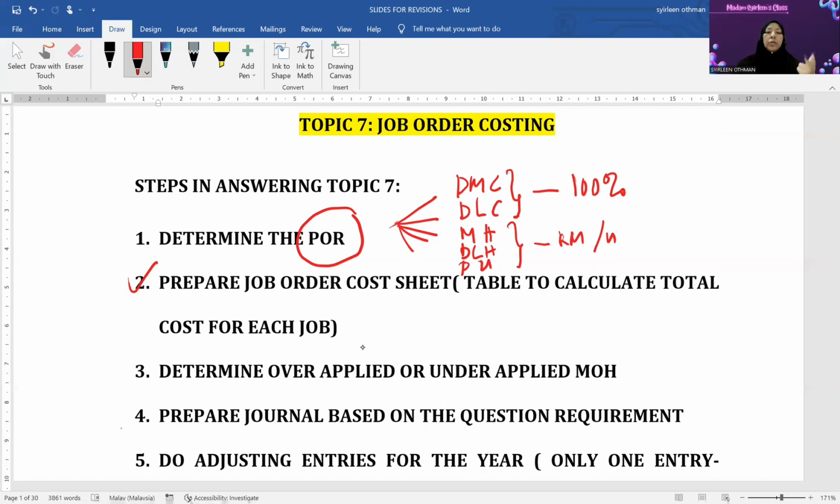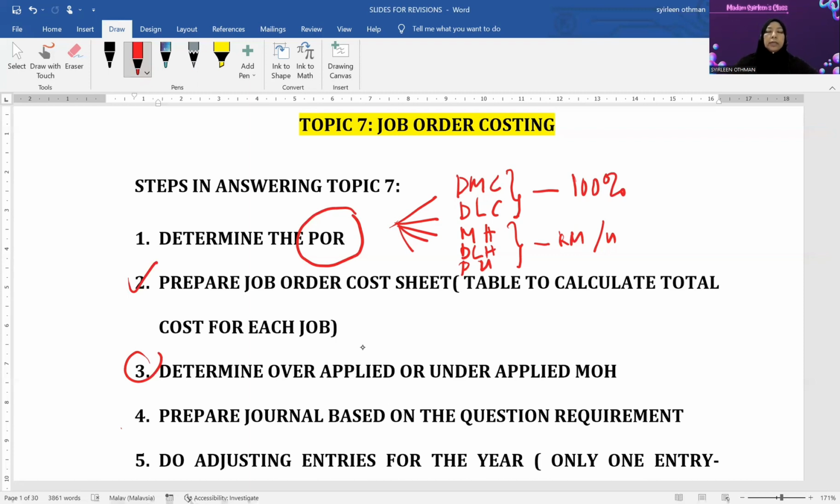Okay, so how do you determine the applied manufacturing overhead? It is by multiplying the POR calculated with the actual basis given in the question. Then you need to total up the applied manufacturing overhead costs, and then you can determine whether you are getting over applied or under applied MOH.